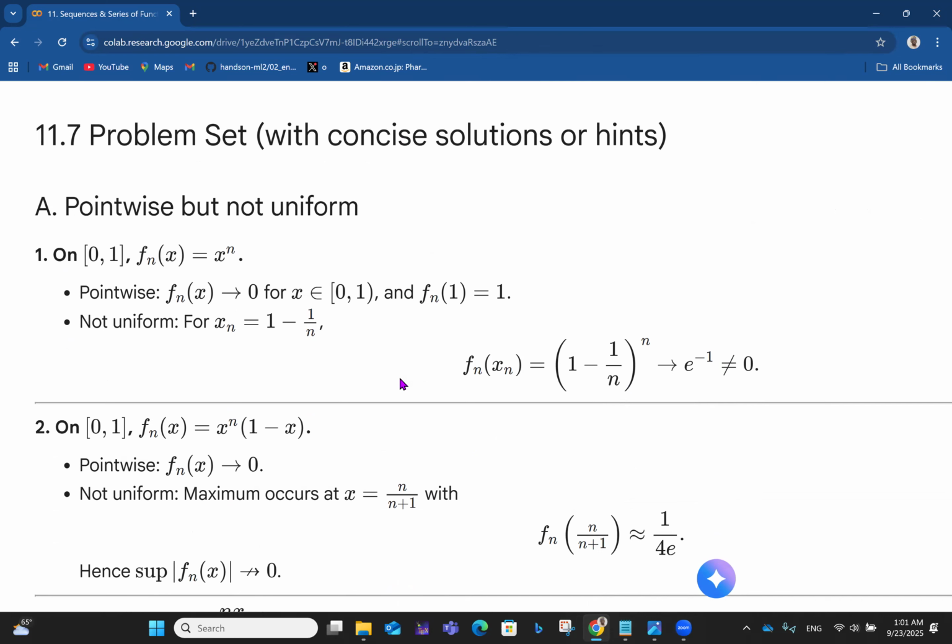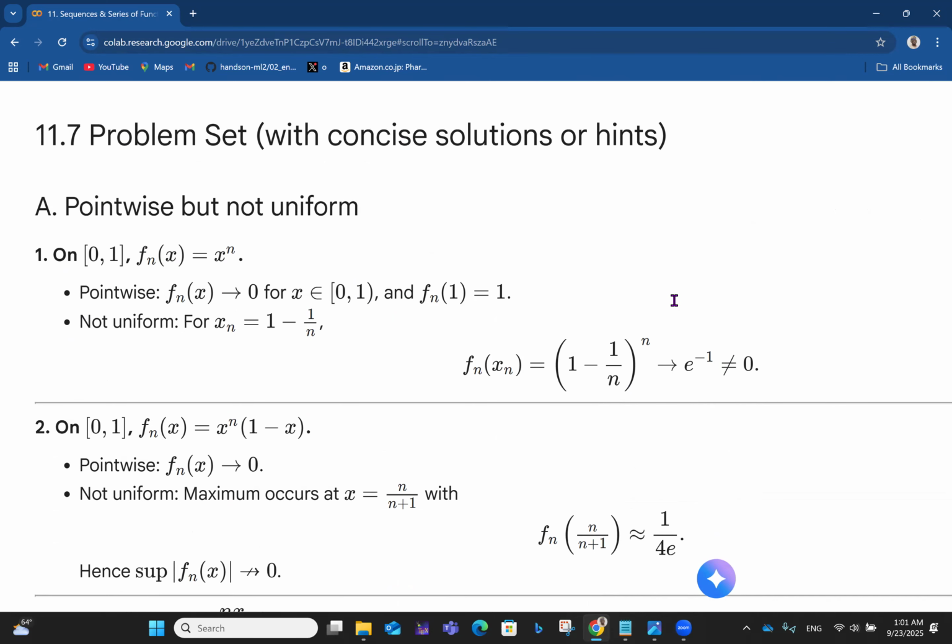Okay, then you have some problem sets. I think we've gone through some of this, so I'll just flash through them on the screen. So, problem set with concise solutions or hints. For pointwise but not uniform, we already saw f_n(x) equals x raised to power n, where we saw that f_n(x) approaches 0 for x belonging to the half-closed half-open interval [0, 1), because f_n(1) is equal to 1. But it is not uniform, for x_n equals 1 minus 1 over n.